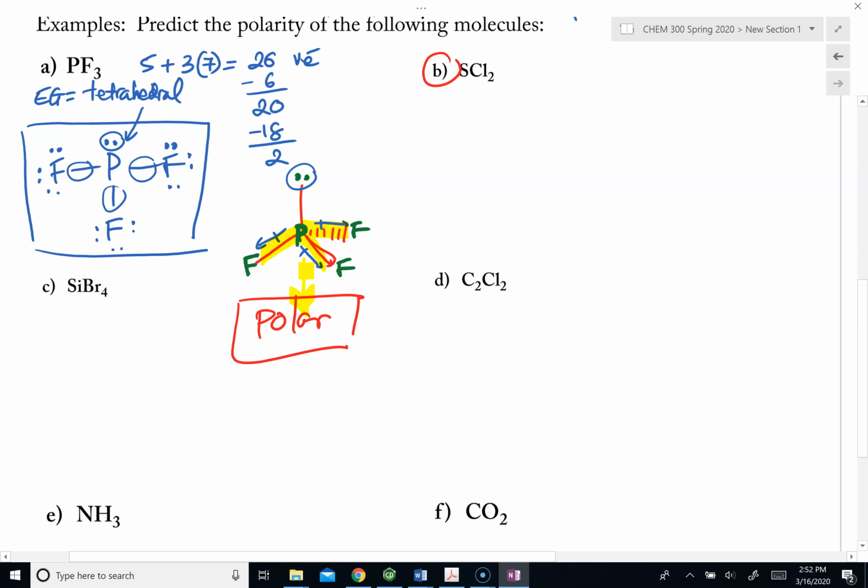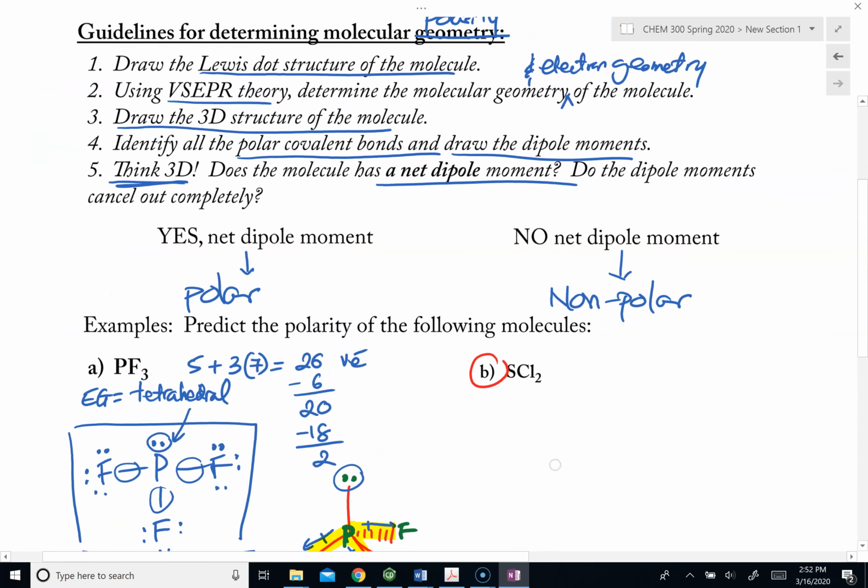So what do you have? Is this molecule polar or non-polar? Again, let's follow this step right here. We need to follow all of these steps from 1 to 5 in order to answer this question.